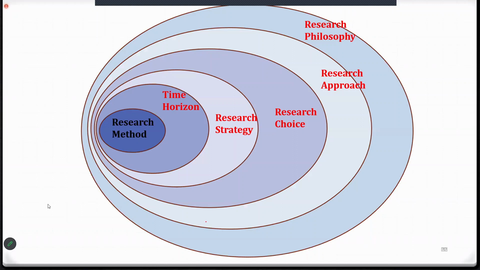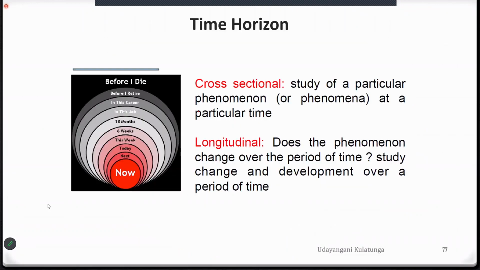And then the next layer is the time horizon, right? When it comes to time horizon, there are two time horizons. The first one is cross-sectional analysis. That means you are doing your study at a particular time, and most of our studies will be cross-sectional. As opposed to that, we have the longitudinal studies. Longitudinal studies means we are going to investigate a particular phenomenon over a given period of time.